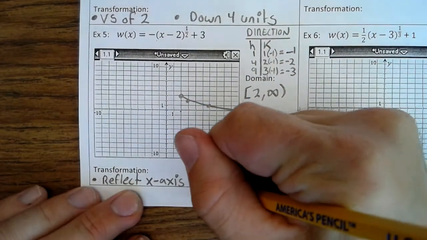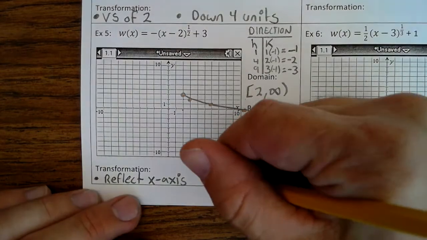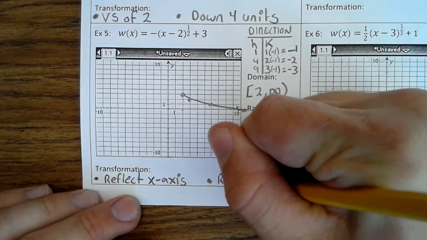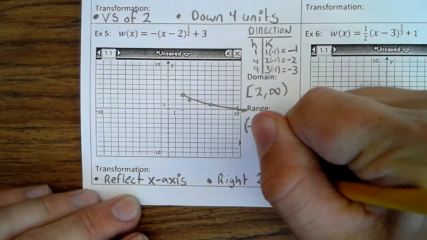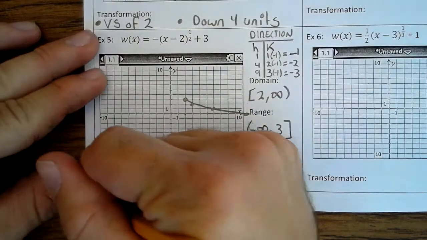Silly bells. All right, and then we have right 2 units. And then up 3 units.